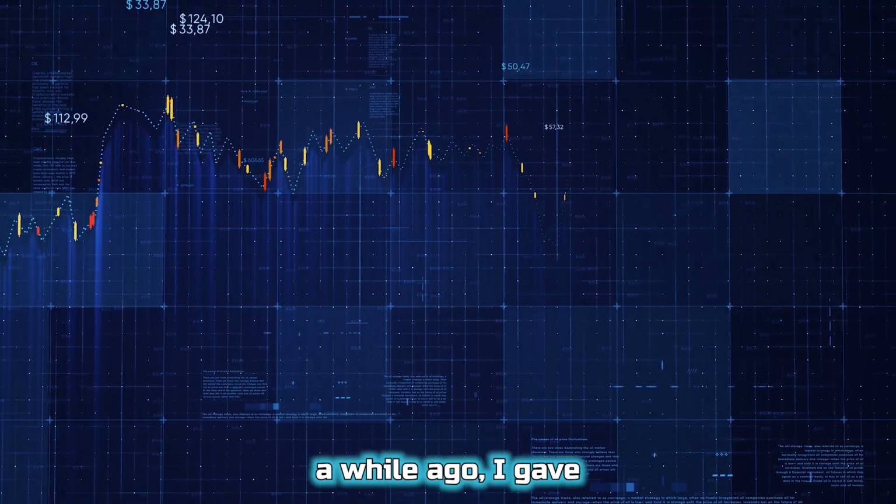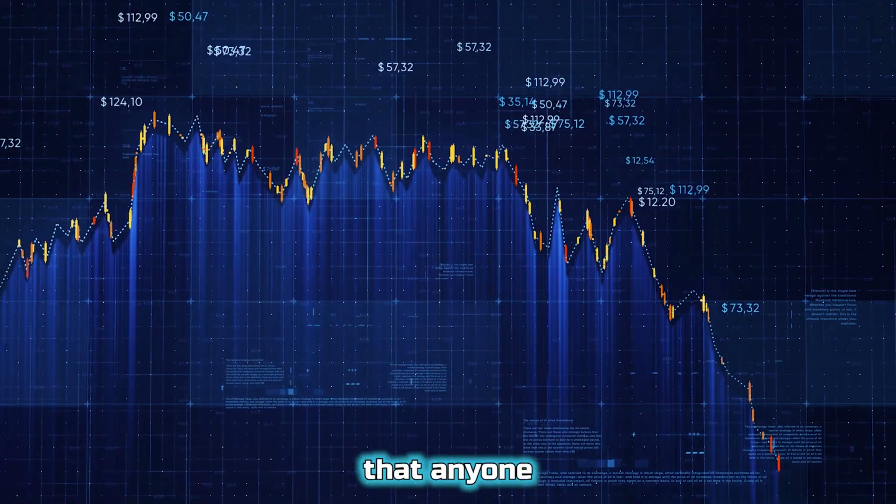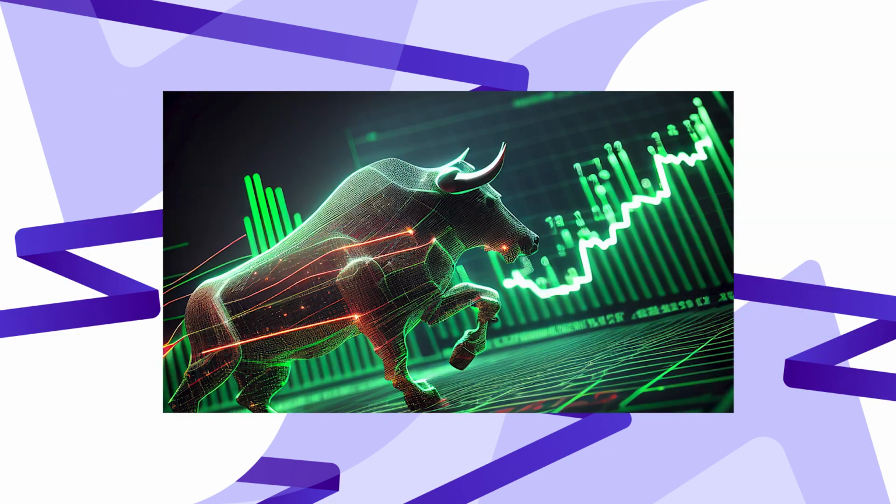A while ago, I gave myself a challenge, and that was to create a fully automated trading bot that anyone could use for free. It is working well, about 20% in 5 months, not bad at all. I actually expect it to do wonders during the next bull run. But it is, however, a slow, long-term trading strategy on the spot market and with a daily chart. Check it here.